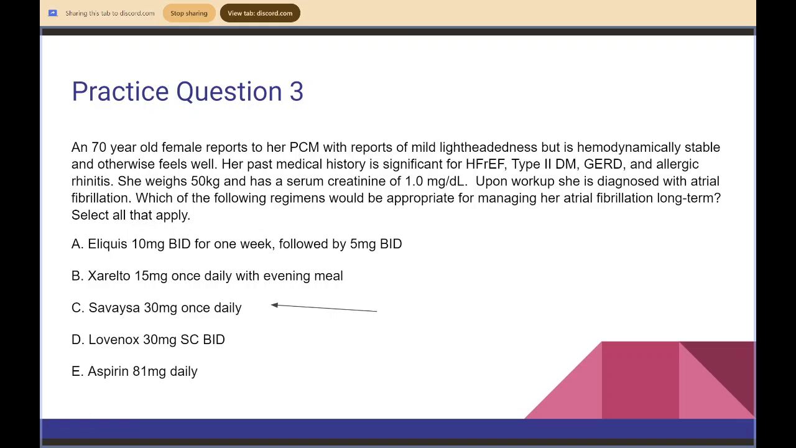Okay, so the correct answers here are going to be B and C. All right, so good job on that. And let's talk about why. For this patient, you're going to use the CHA2DS2-VASc score, which is congestive heart failure, hypertension, age, diabetes, stroke, vascular disease, age, and sex category, so whether they're male or female. I'm going to put it into the chat. All of these earn 1 point, except for previous stroke or age greater than 75, which is worth 2 points.